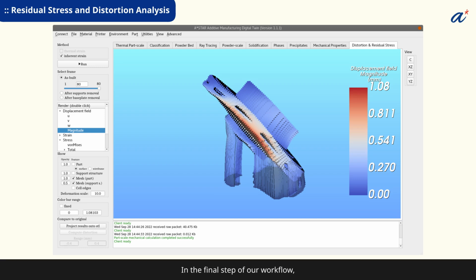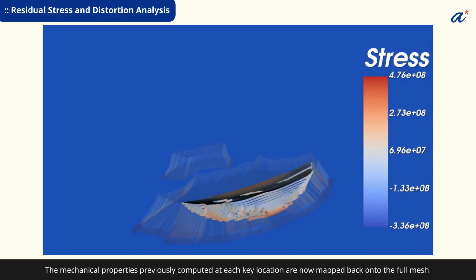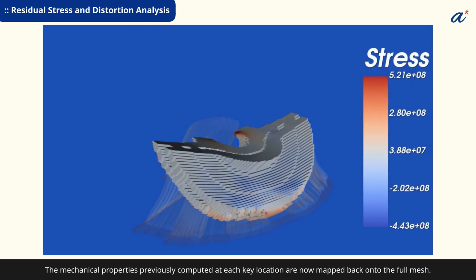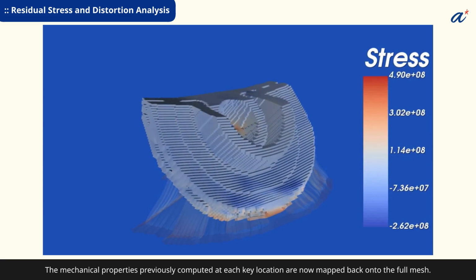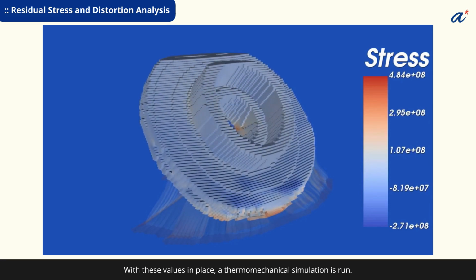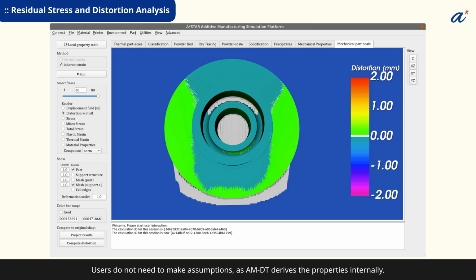In the final step of our workflow, we move back to part-scale simulations to calculate residual stress and distortion. The mechanical properties previously computed at each key location are now mapped back onto the full mesh. With these values in place, a thermomechanical simulation is run. Users do not need to make assumptions, as AMDT derives the properties internally.